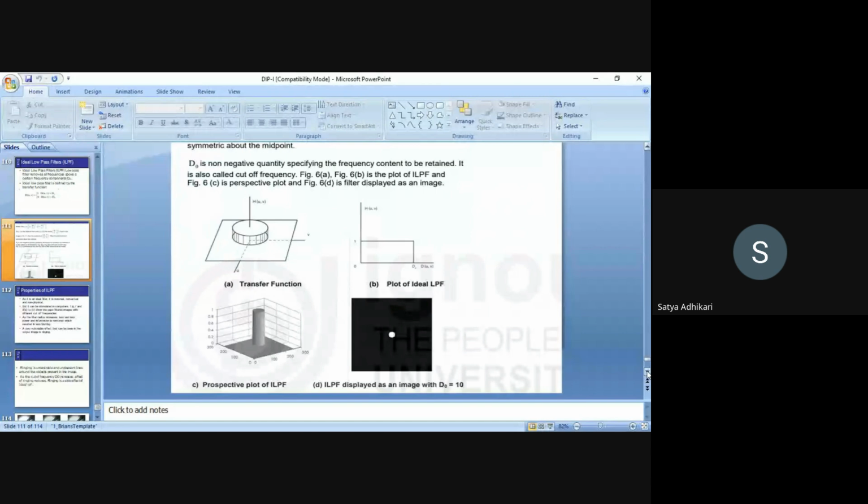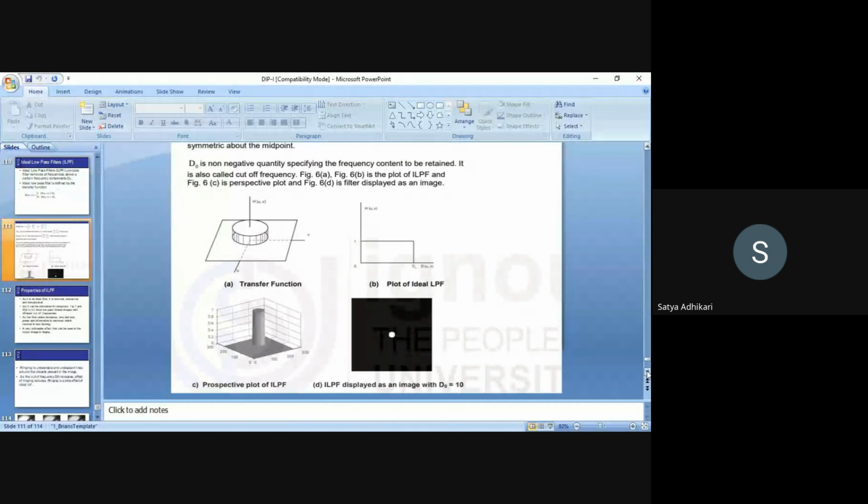is 0. So as it is 10, if you take more D0, suppose you take a D0 value of 50 or 150 or 200, then the output will be different. That means it will only pass the pixel values which are less than that value. So D0 is 10, fixed.